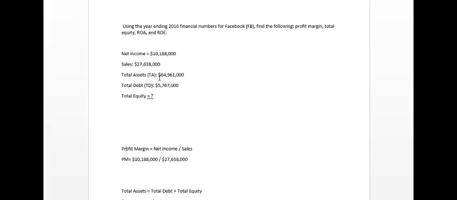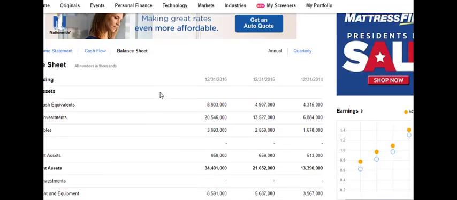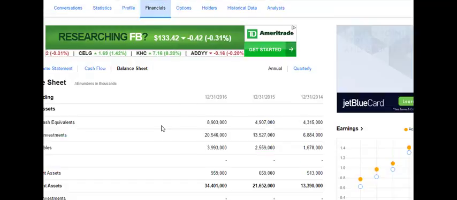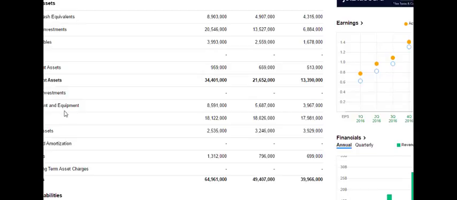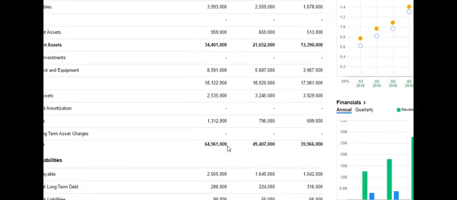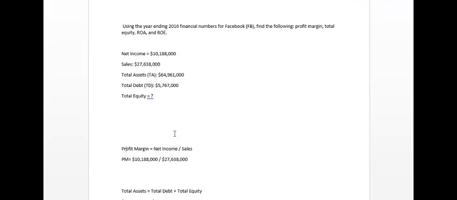Now I need to go find the total assets and the total debt. Those are found on a different sheet. We're going to go over to our balance sheet for Facebook. This is the Facebook balance sheet, year ending 2016 on Yahoo. So I am looking not for current, I am looking for total assets. 64,691 would be one, and then our total liabilities of 5,767,000 would be for the other. So let me bring these over here, and you can see I've typed these in.